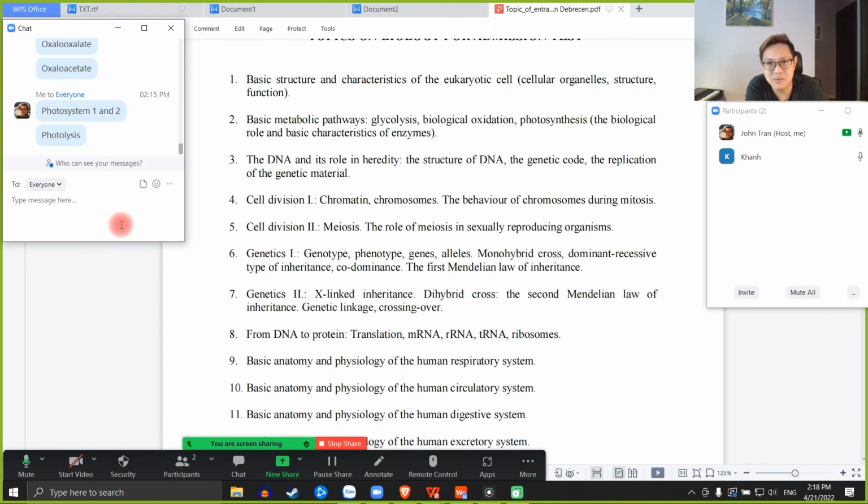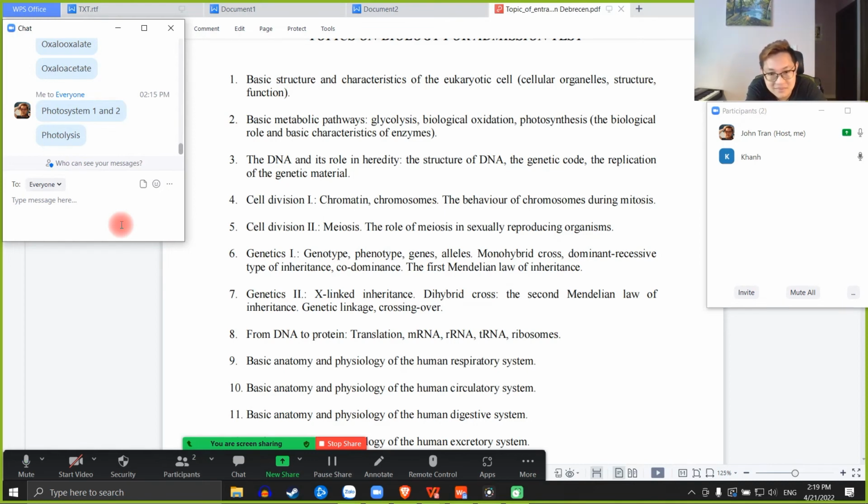It doesn't happen anywhere else. It happens when it's dark, when the weather is not sunny, but not anywhere else in the cell except the chloroplast.